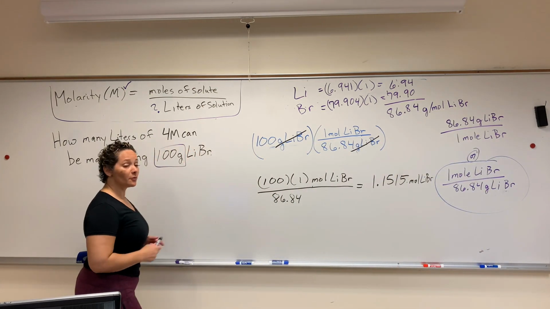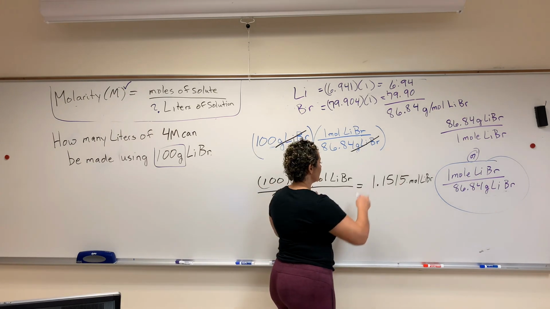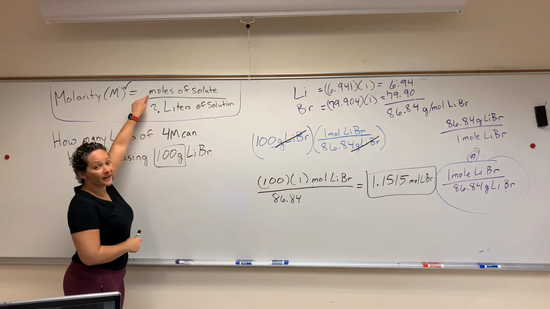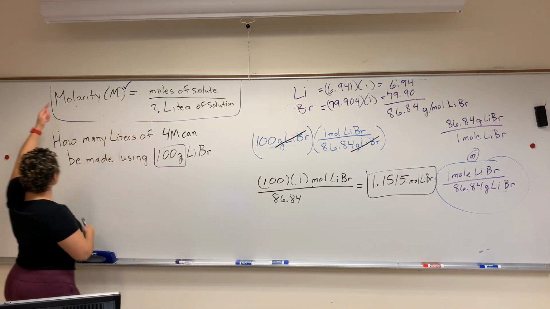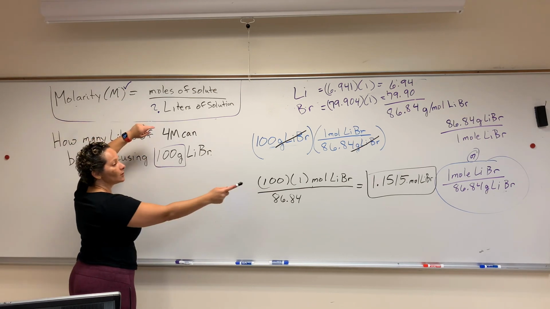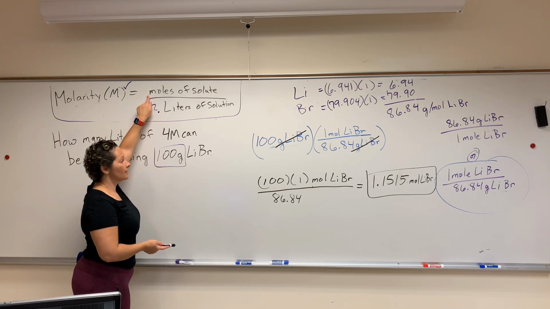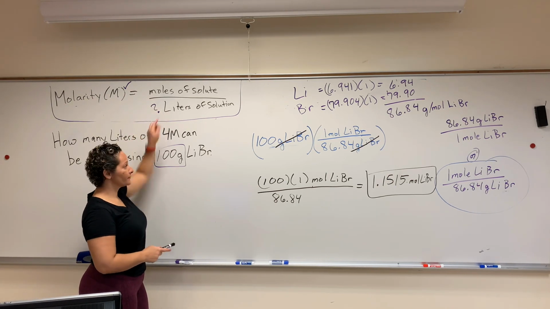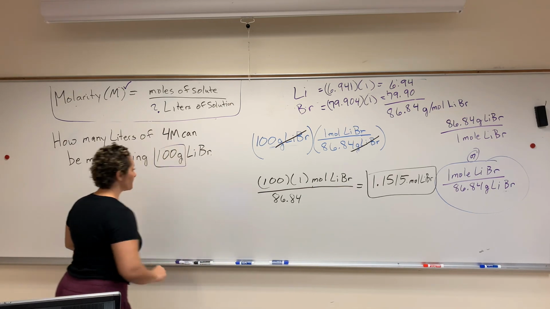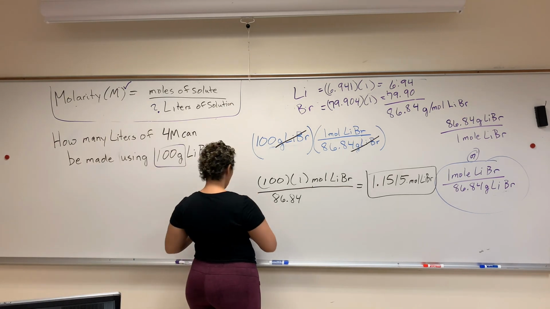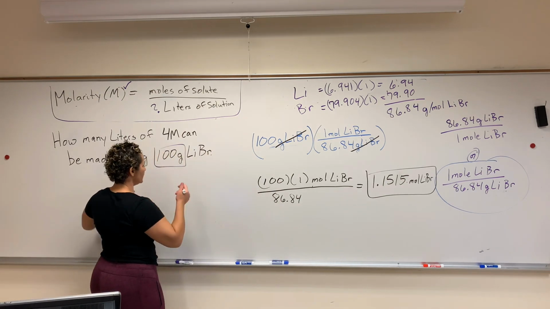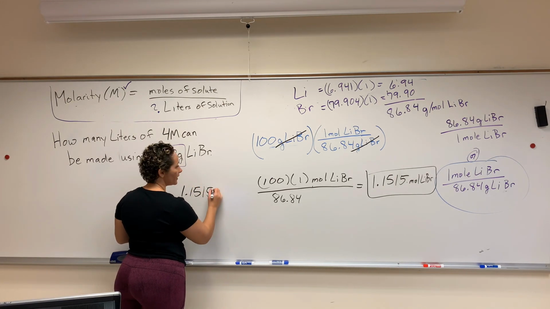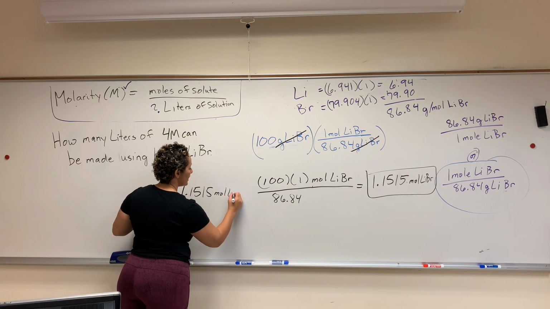All right, so what do we have? Moles. Boom, we have moles. We can now put that there. We have this, it's given in the problem. We have moles, we figured it out using the molar mass and the fact that they want to do 100 grams. Now we'll do that to figure out liters. So let's go ahead and erase. I will put this off to the side because I'm going to use it: 1.1515 moles LiBr.